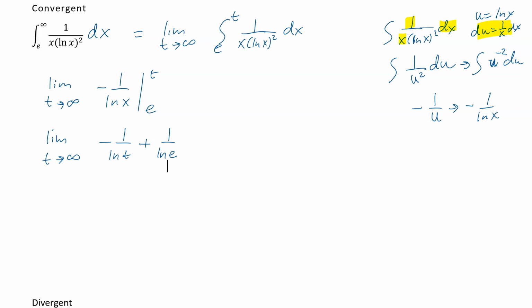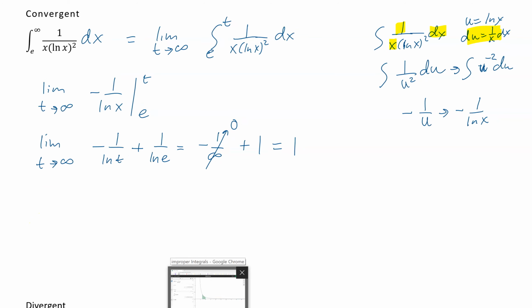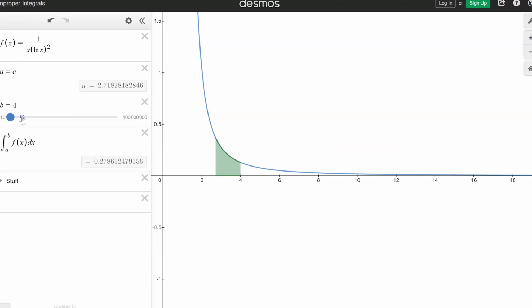e. All right, so this is going to be a negative 1 over infinity. So again, that means that goes to 0. Plus, ln of e is 1. So ln of e is 1, so it's 1 over 1, so it's 1. So the answer is 1. All right, and looking at Desmos, you can see as we go off to infinity, it's getting closer and closer to 1.